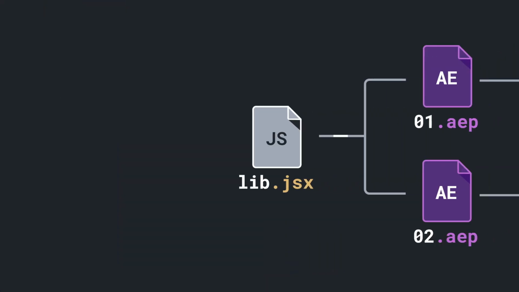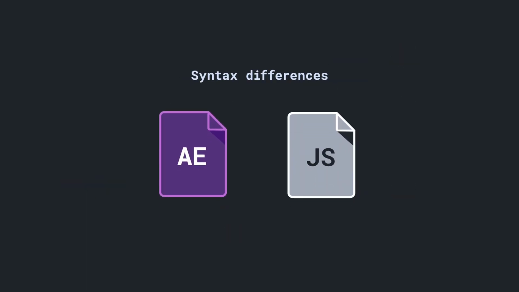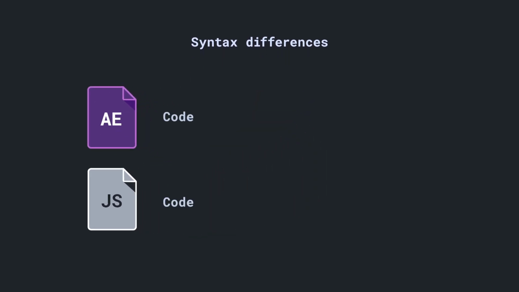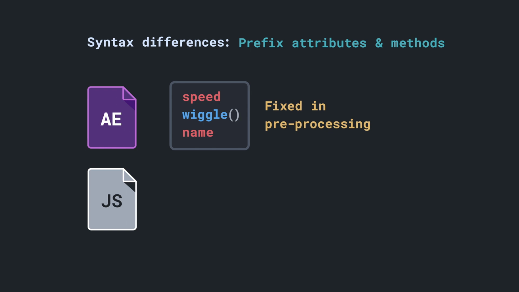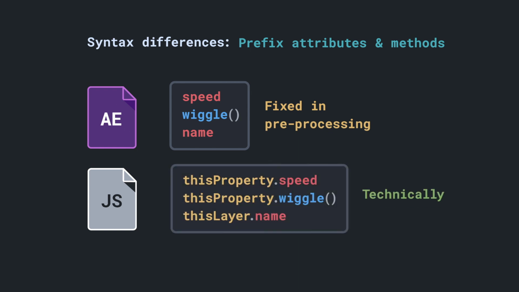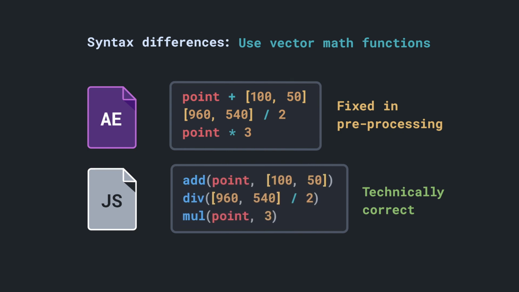Moving code into a JSX file means you can share it across expressions and projects, updating it in multiple places at once. There are some differences between writing expressions in After Effects and in JSX files, since the pre-processing done to your expressions isn't done to code in a file. This means you need to prefix native attributes and methods, such as speed, wiggle, and name, with either thisProperty or thisLayer. You also need to use the vector math functions when performing math operations on arrays.